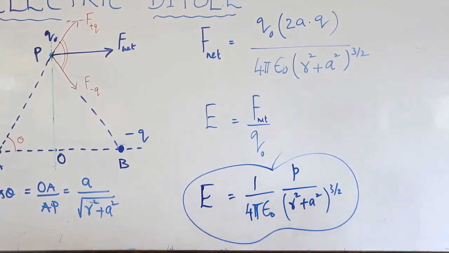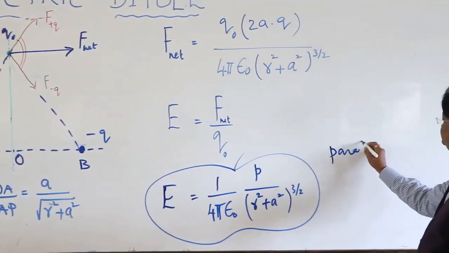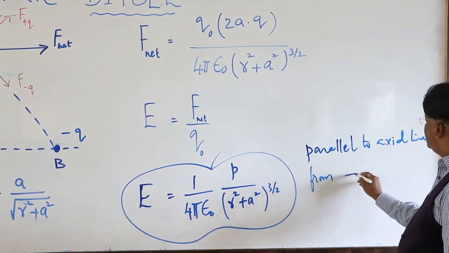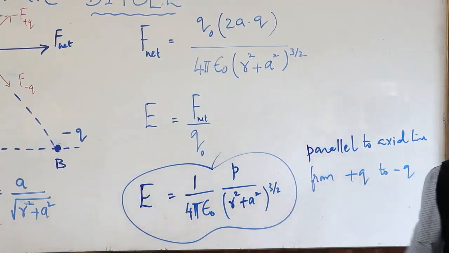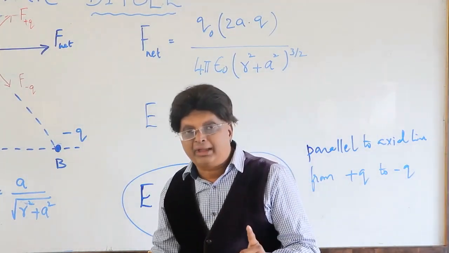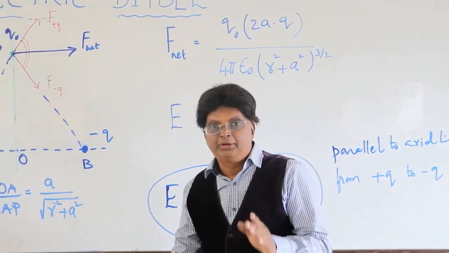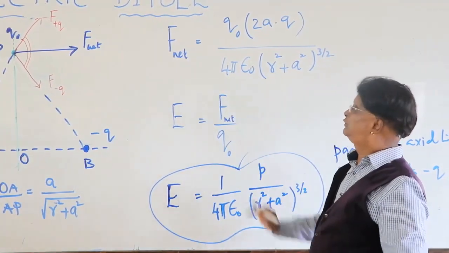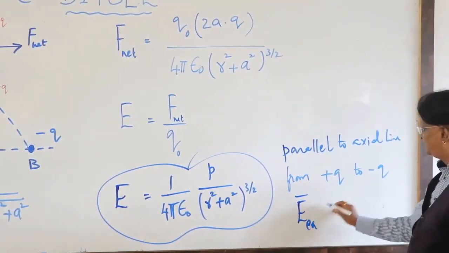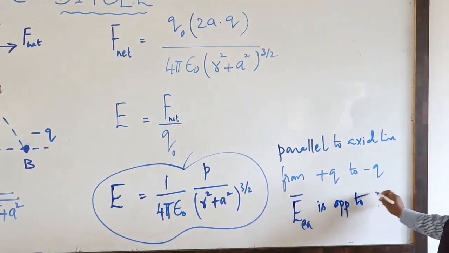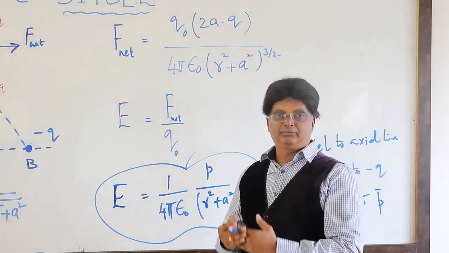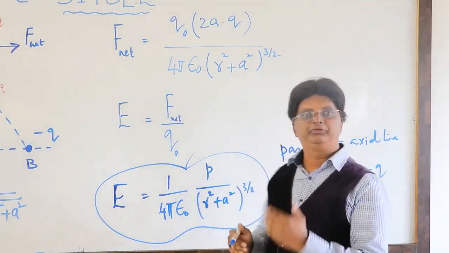So now what is the direction you will find? This is parallel to axial line, from plus q to minus q. This is what is the direction. Remember yesterday we told about intensity at axial point. It was along the axial line from minus q to plus q, and hence we said it is parallel to p bar, dipole moment vector. But now what about this case? In the case of equatorial point, what you find is that the intensity vector is opposite, anti-parallel, opposite to p bar. The angle between them is 180 degrees. In the case of axial point, the intensity vector and dipole moment vector are parallel vectors, angle between them is 0 degrees.